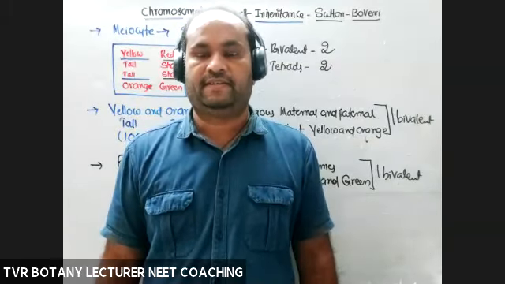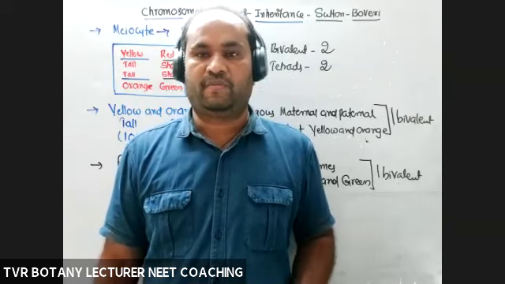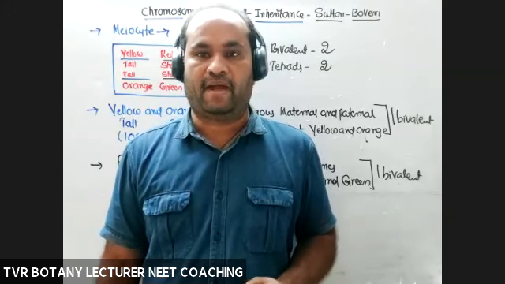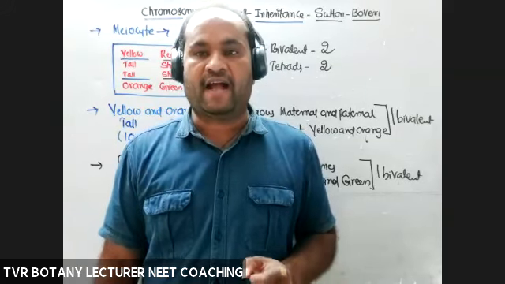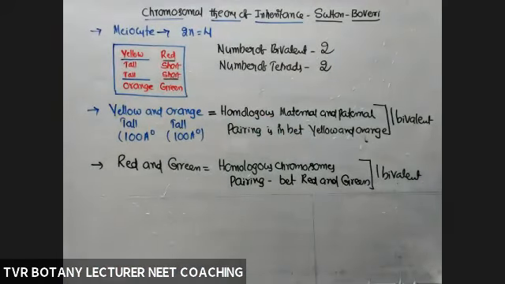Dear students, now we are going to discuss the chromosomal theory of inheritance by Sutton and Boveri by taking one kind of meiocyte. That meiocyte belongs to flowering plants with a karyotype of 2n chromosome number 4.